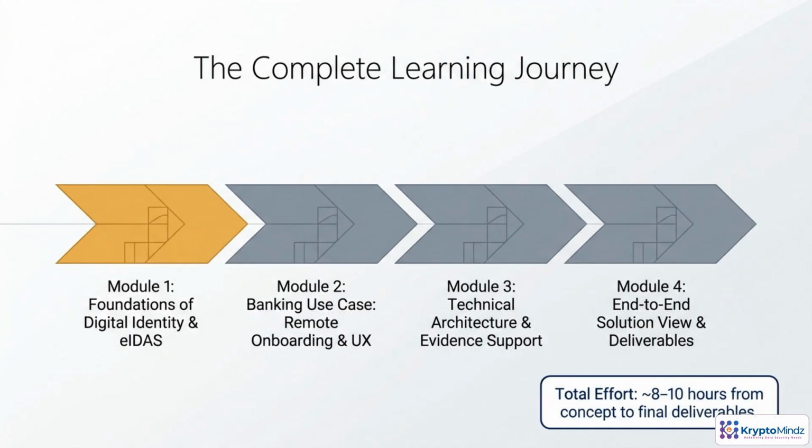We'll move through 4 stages. First, you'll learn the core concepts of digital identity and eIDAS. Then we anchor everything in a concrete banking use case. Next, we design the technical and evidence architecture. Finally, you'll assemble a clear end-to-end solution description.